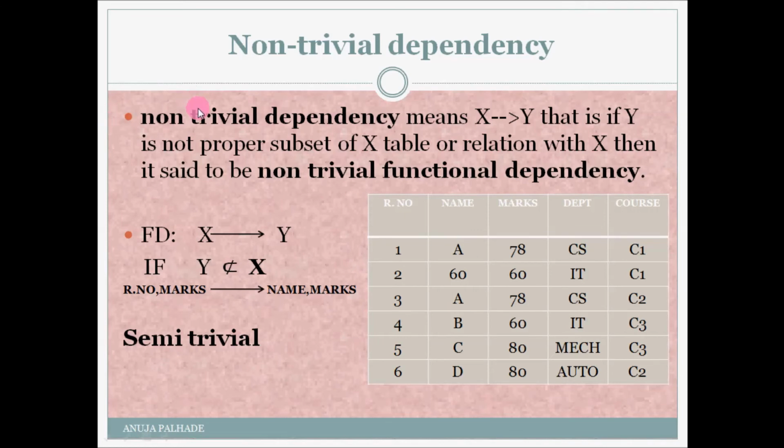So what is the definition then? In a lot of web pages, the definition of non-trivial dependency is given like this. I will explain it, but first let's check what is written. Non-trivial dependency means if I say X determines Y, that is, if Y is not a subset of X, then it is said to be a non-trivial dependency. In symbolic format, the functional dependency X determines Y, where Y is not a subset of X.